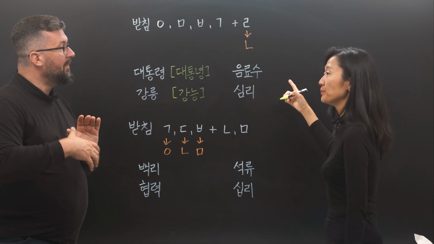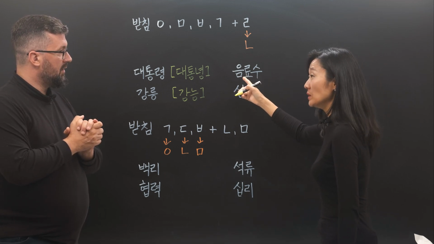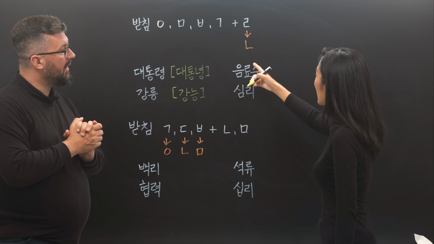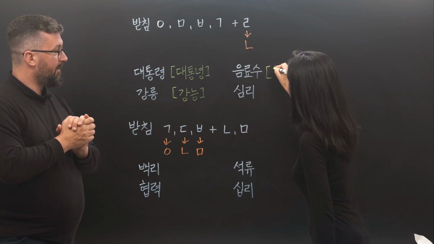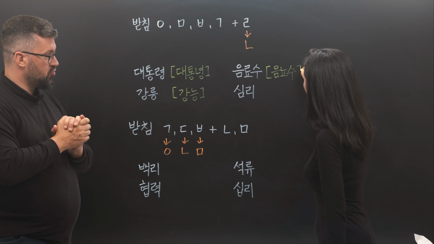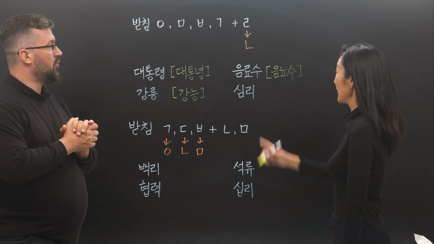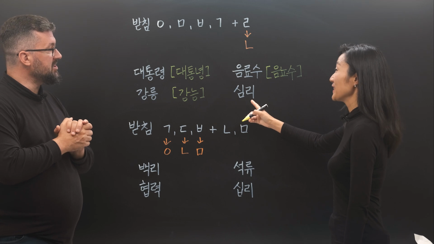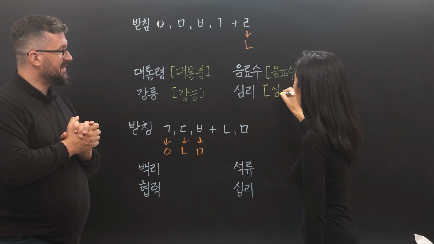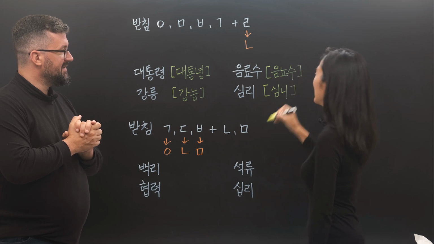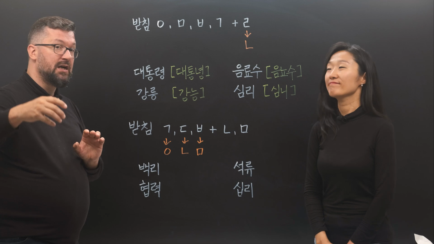And eum-nyo-su. Batchim 무 followed by 르. 르 becomes 느. Eum-nyo-su. And this one? 심니. Yes. 심니. So me, Batchim me followed by r.